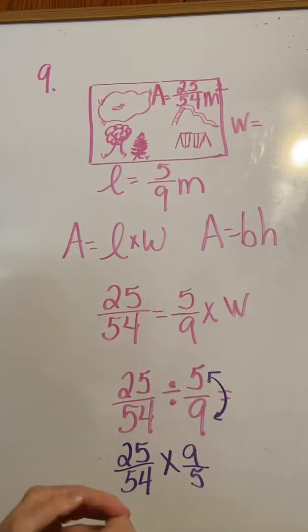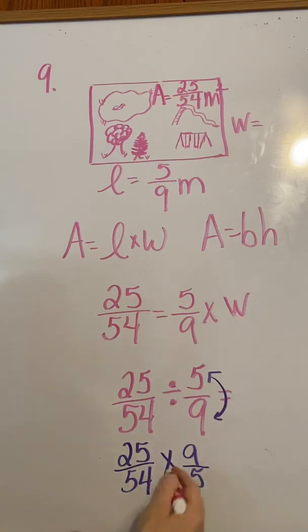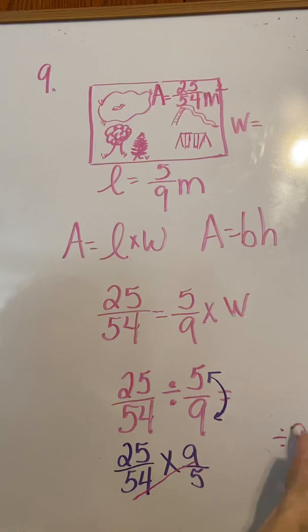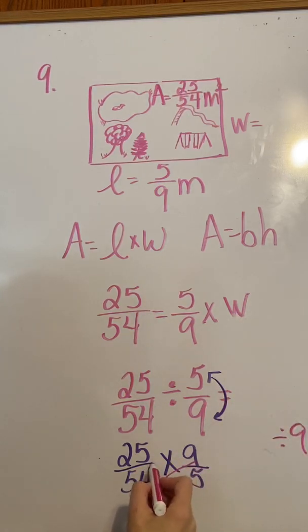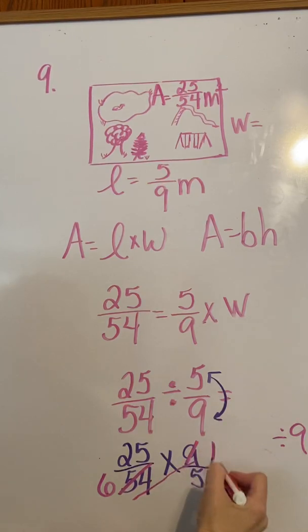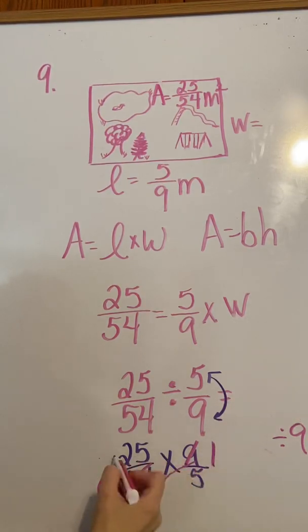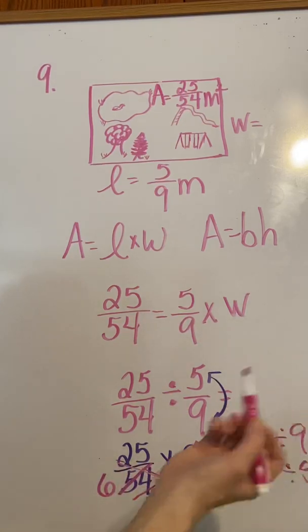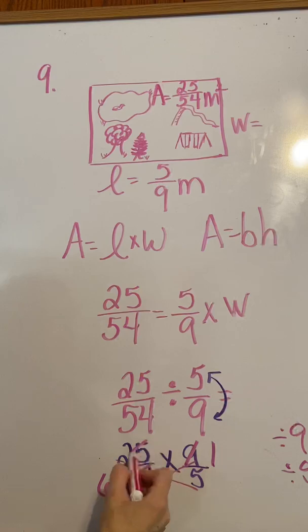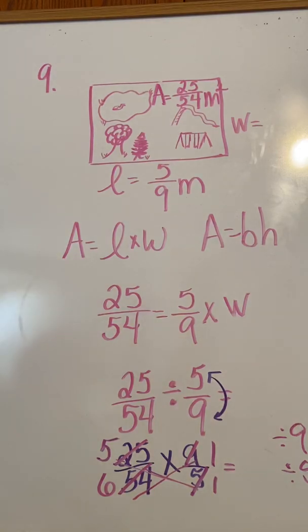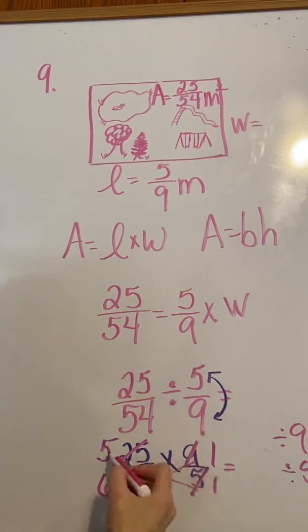All right, let's look for seesaw friends. There's a good bit of seesaw friends here. 54 and 9. They both have a 9 in common. 9 will go into 54 6 times. 9 will go into 9 1 time. And now 25 and 5. They also have something in common. They have a 5 in common. 5 will go into 25 5 times. 5 will go into 5 1 time. Well, that's nice. We almost divided everything out.